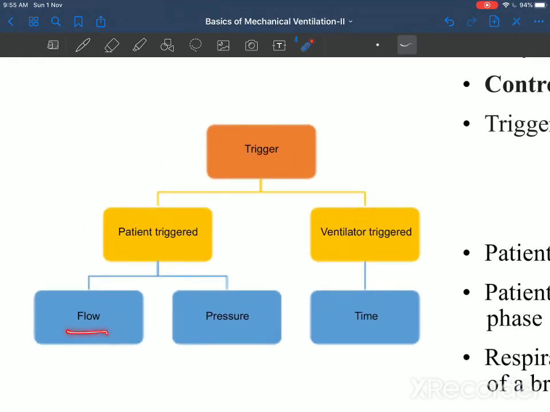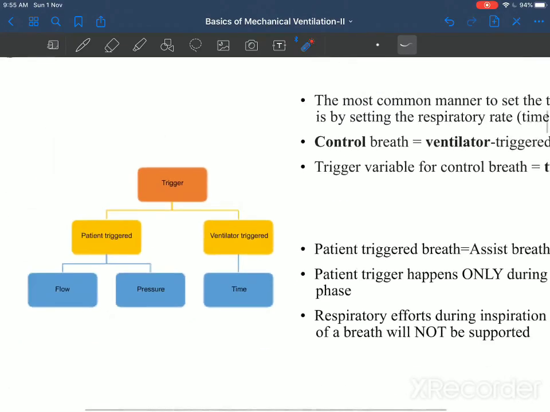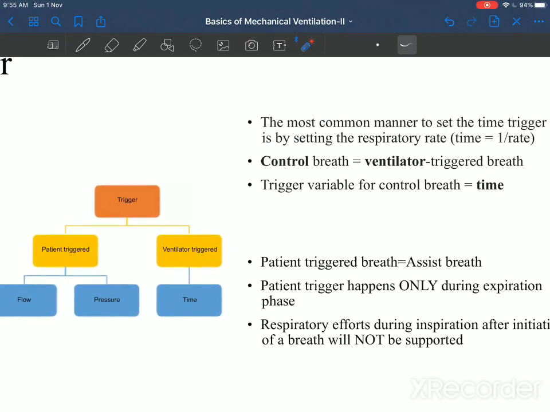So there are three parameters. If you set time, it becomes ventilator triggered. If you set a flow or pressure, it becomes patient triggered. Is it complicated? It is not actually so. See, you want the patient to breathe at some X times per minute. Suppose this patient's normal respiratory rate should be 12 per minute. Imagine, and this patient is unable to take a breath.